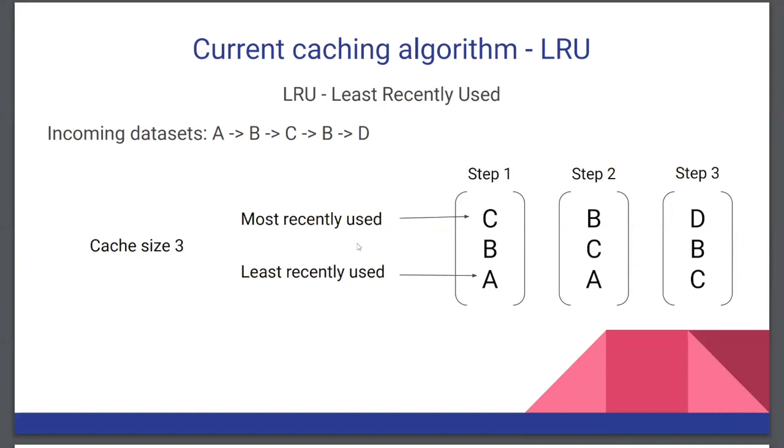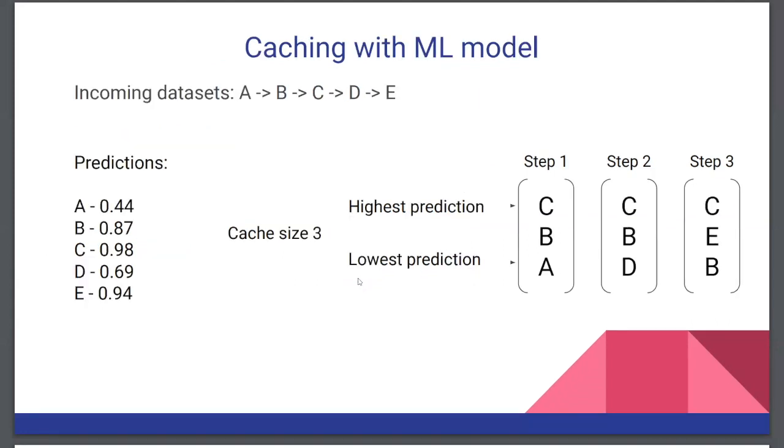After creating an appropriate model, we needed to compare it with the current algorithm for caching. This algorithm is least recently used. The idea of LRU is that if we need to create some space in the cache for a new incoming dataset, we simply evict the least recently used dataset. This approach is very simple and quite effective for such tasks. On the other hand, when we do caching with the model, we evict the dataset with the lowest predicted probability.